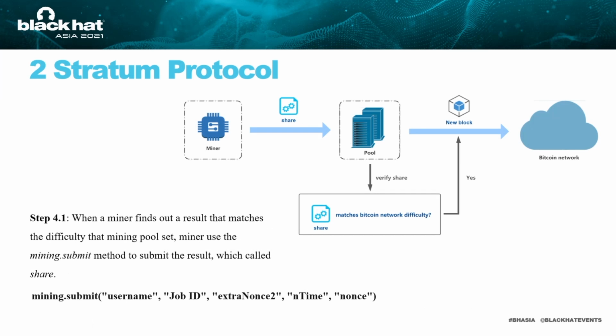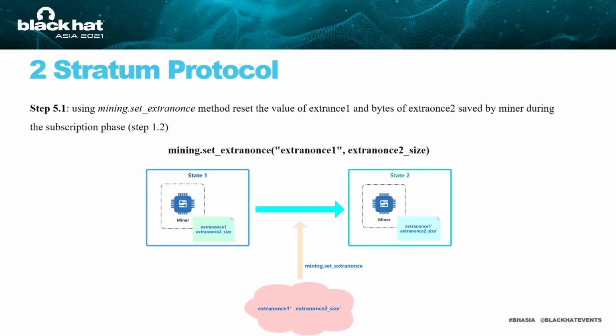When the miner finds a result that matches the difficulty that the mining pool set, the miner uses the mining submit method to submit the result, which is called a share. The mining submit method will send the job ID, extranonce 2, and nonce to the mining pool. Besides that, the miner can use the mining set extranonce method to reset the value of extranonce 1 and the bytes of extranonce 2 saved by the miner during the subscription phase.